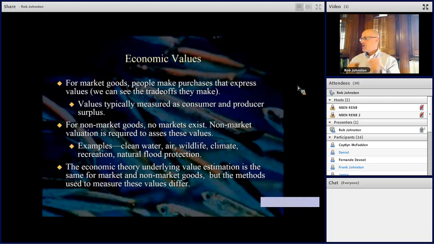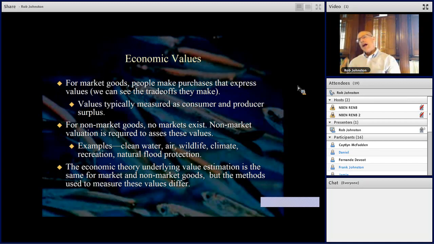So for that reason, we can't just look at the amount of money people spend. We actually have to use estimates of demand to calculate what people's values truly are. But they're fairly standard methods. For non-market goods, it's harder, right? Because people can't buy them. We don't see that transaction in any way, shape, or form.